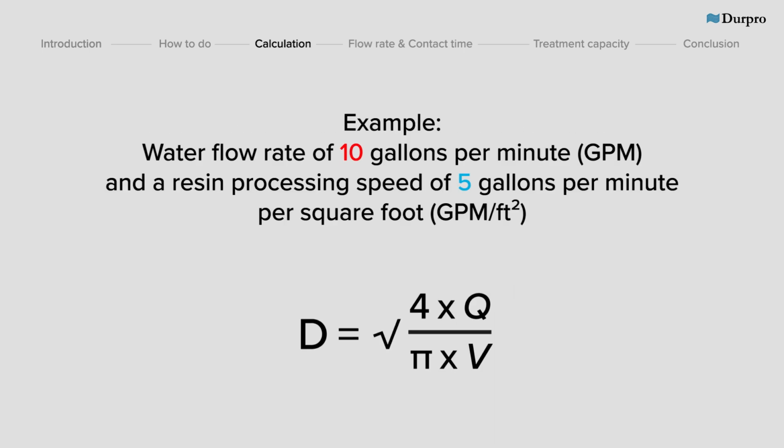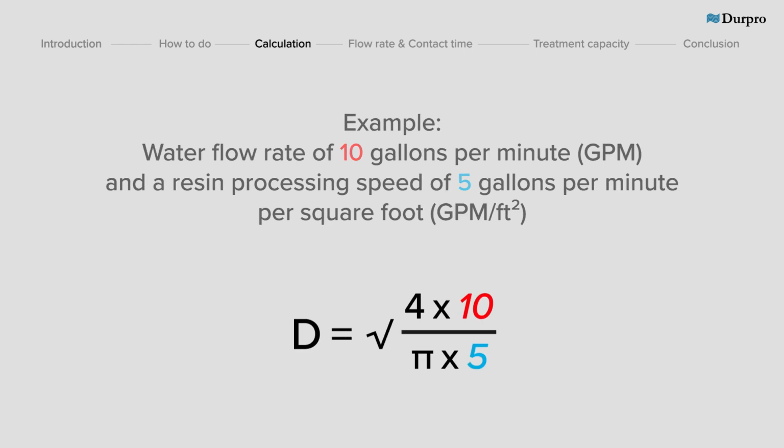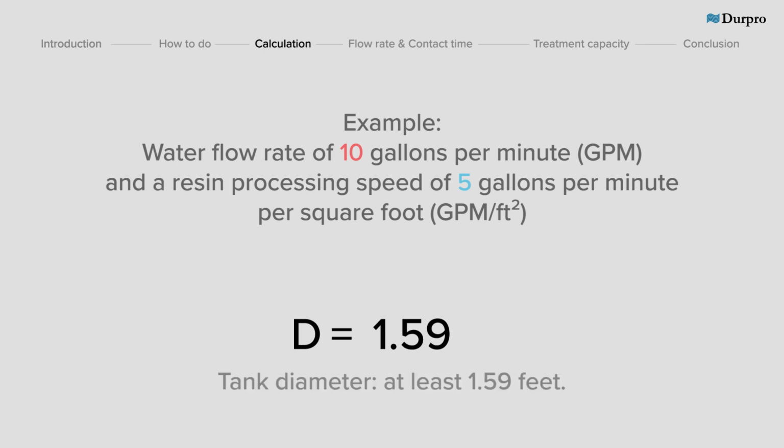Let's take a concrete example. Suppose a required water flow rate of 10 gallons per minute and a resin processing speed of 5 gallons per minute per square foot. Applying these values to the formula to find the resin bed diameter. In this case, the tank diameter should be at least 1.59 feet to allow for the necessary flow rate.